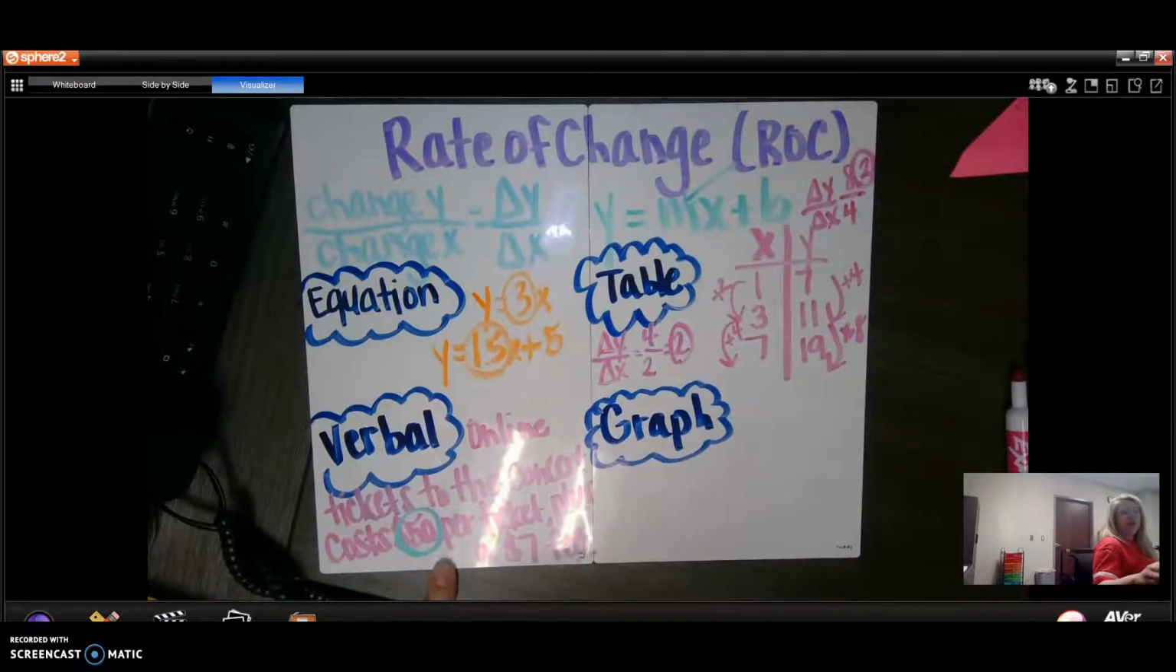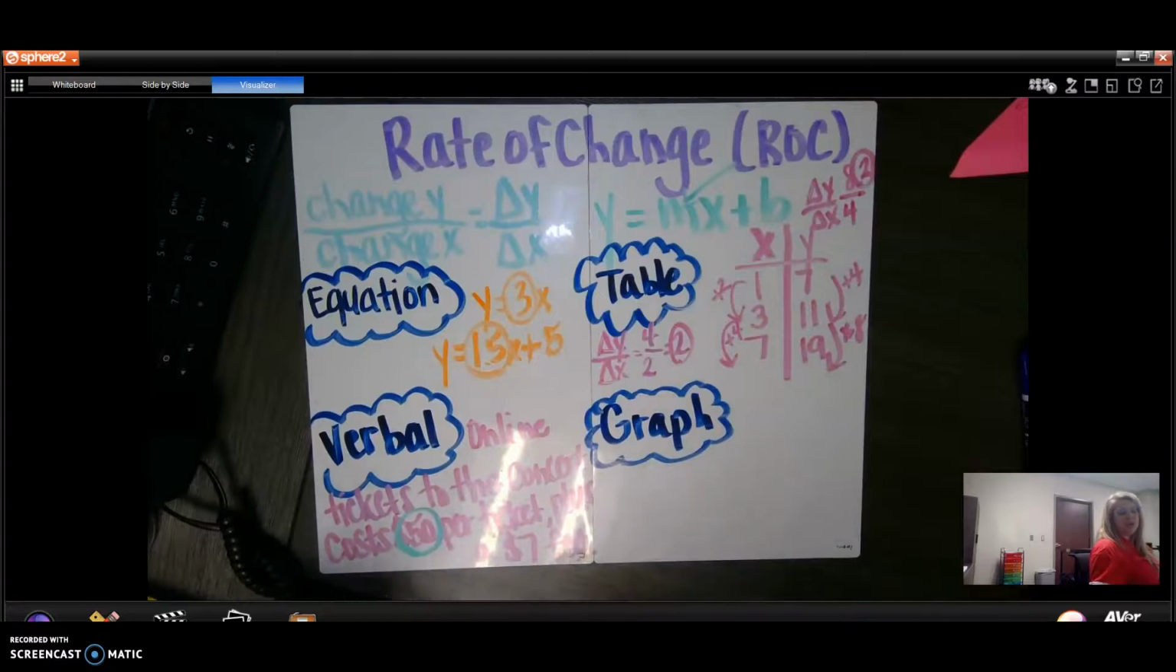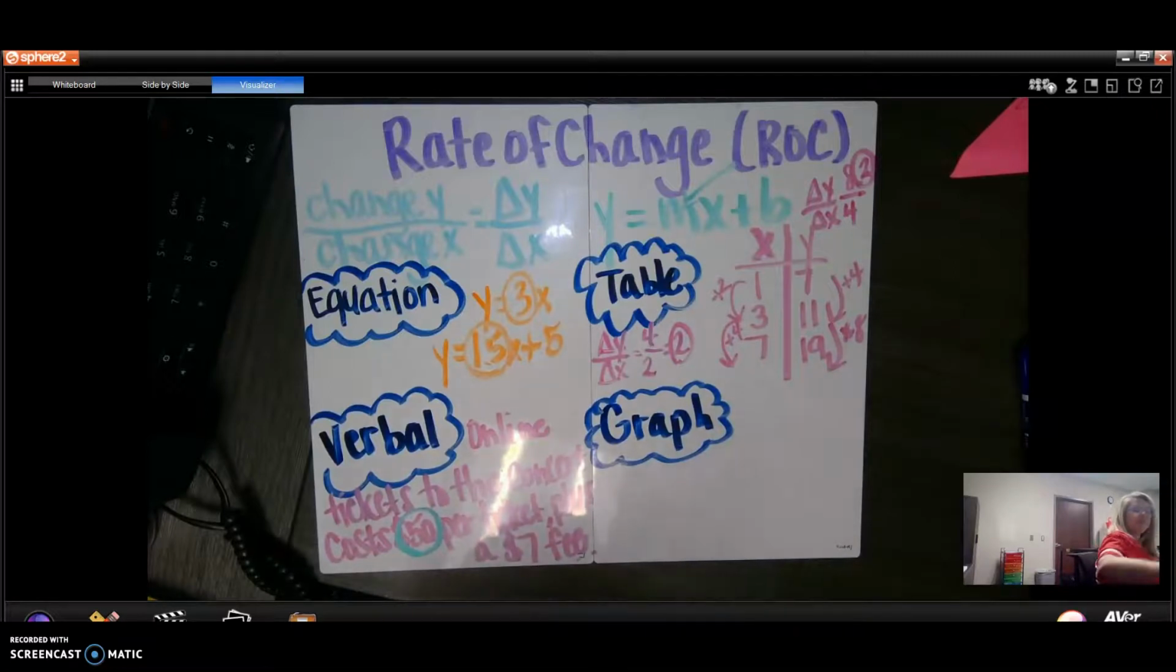And remember, guys, we don't always want to rely on clue words. There's a pretty good indication that $50 per ticket is going to be the rate of change, but we do want to look at the entire scenario and ask ourselves, how is this changing, to make sure that we have selected the correct rate of change when we're talking about a verbal description.